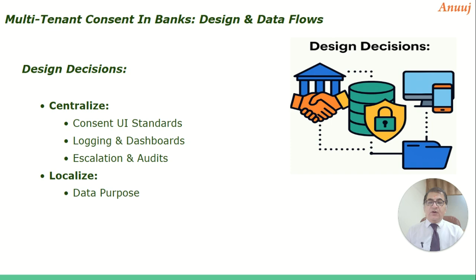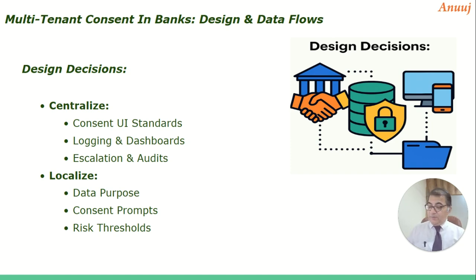What should you localize? You should localize the purpose of the data. Insurance needs health information for insurance. A bank account or credit card does not need your health information. So purpose is localized. Consent prompts, risk thresholds. What are the risks in that particular service? What about your insurance? Would you be able to pay premiums properly? What about your credit cards? Would you be able to pay your dues properly, minimum dues, other things properly and timely? These are certain important things that the banker has to see. So the consent has to be centralized or synced up centrally.